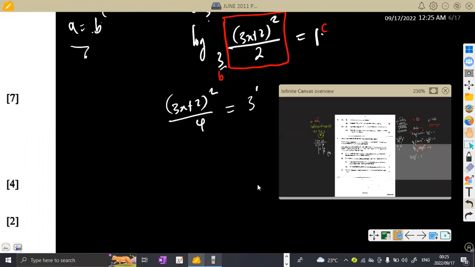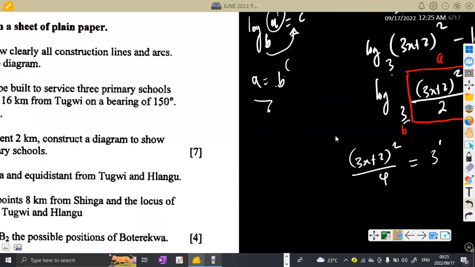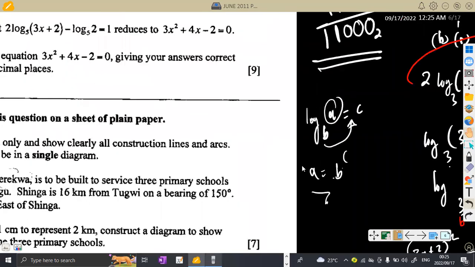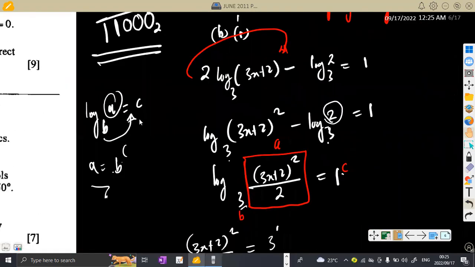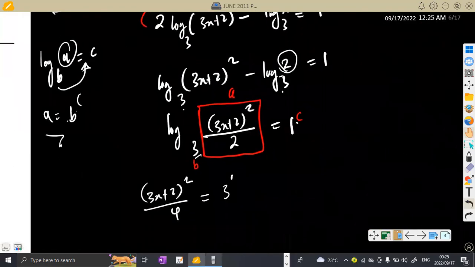Guys, let us cross check. Is this 3 or is it 5? Which base are we actually given here? So this is base of 5. My eyes are becoming affected by this. Okay, this is 5 here. All right, this is just 5. So which means this will be 5 to the power of 1.